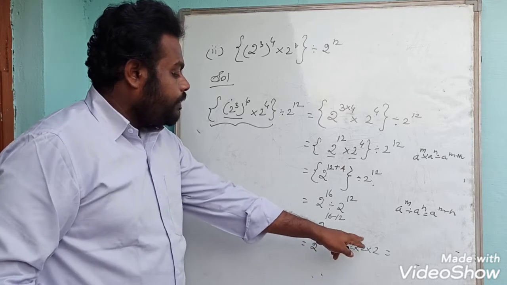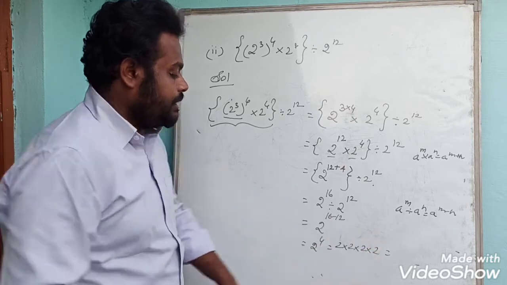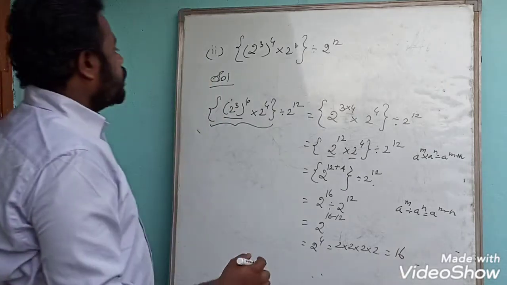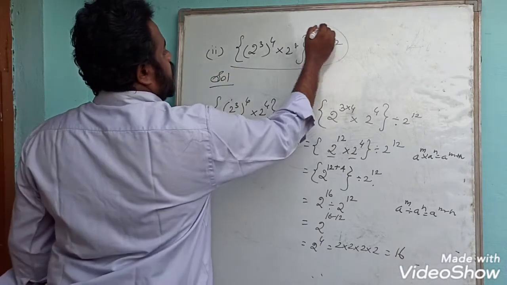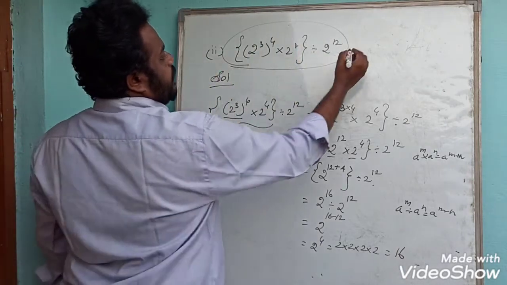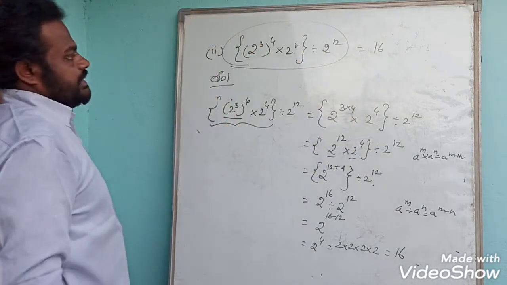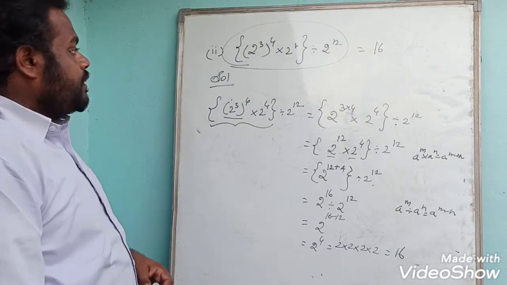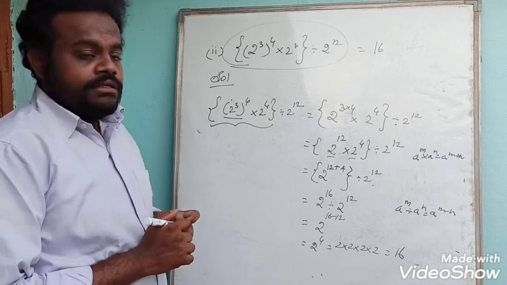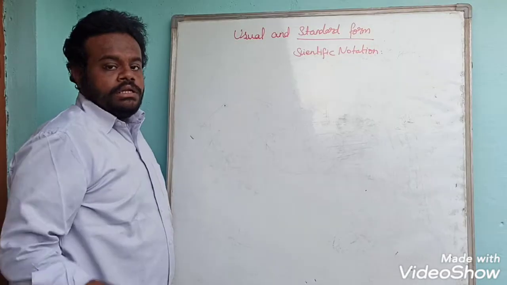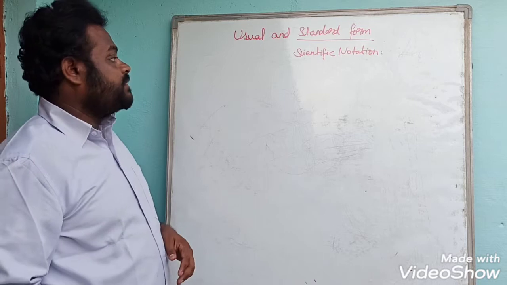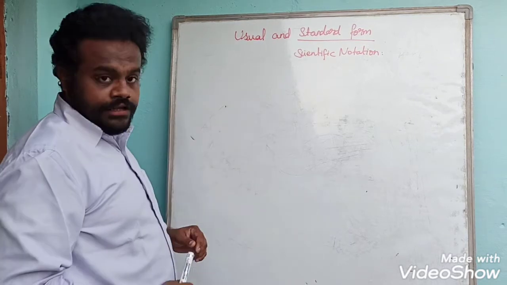2 2s are 4, 2 2s are 8, 8 2s are 16. So the total value of this exponent is 16. Next we move on to scientific notation of numbers. Now we see usual form and standard form. Standard form is otherwise scientific notation.